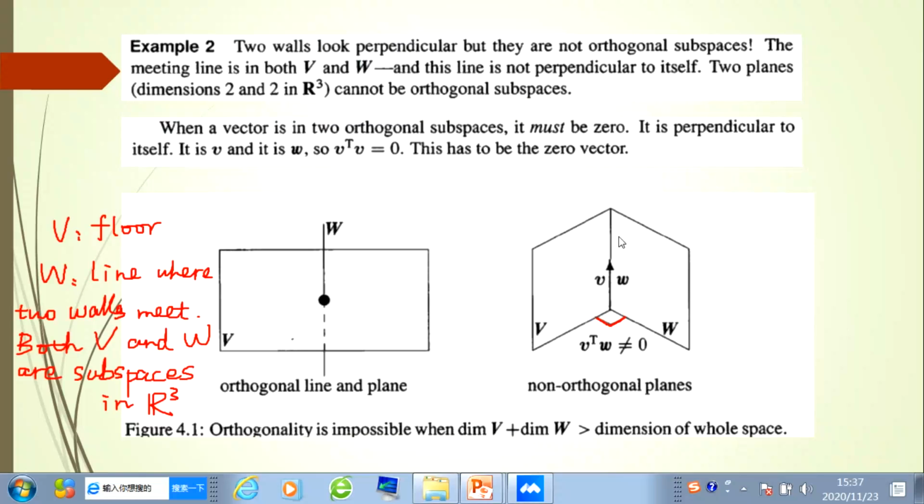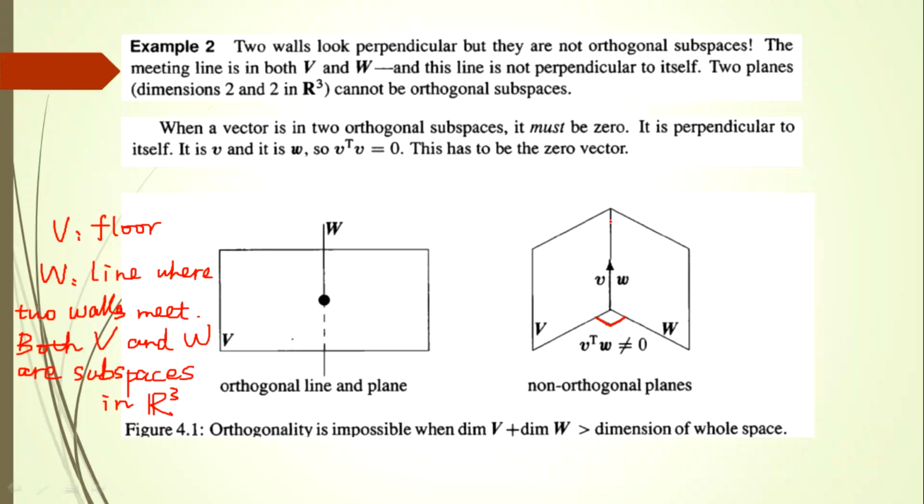Why? Those two walls meet at this line, right? The vector on this line is special. That is the intersection, actually, right? It's the intersection of those two planes. So this line is in the plane V, and it's also in the plane W. That means the vector on this line should be perpendicular to itself.